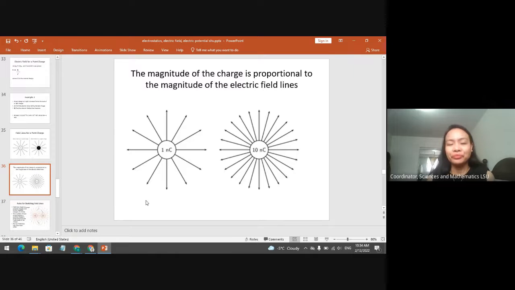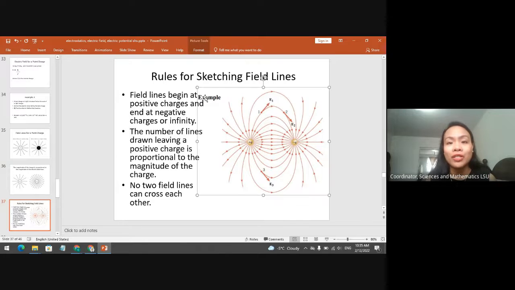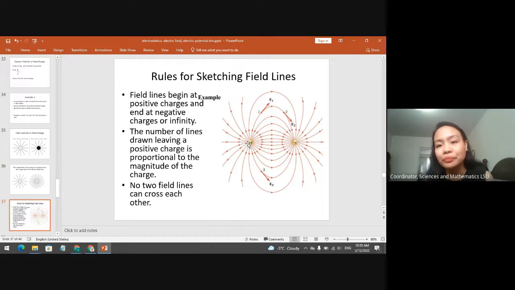Okay, so here there is 10 nanocoulomb of charge, while the other one is 1 nanocoulomb of charge. So the magnitude is greater, therefore it must have more field lines. Okay, so what will be our rules for this? The field lines begin at positive charges. So our field line here goes from positive to negative.